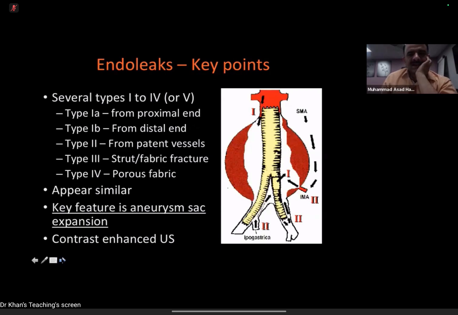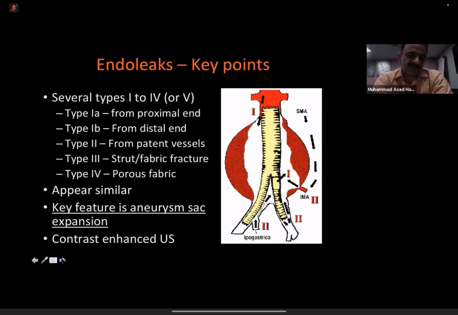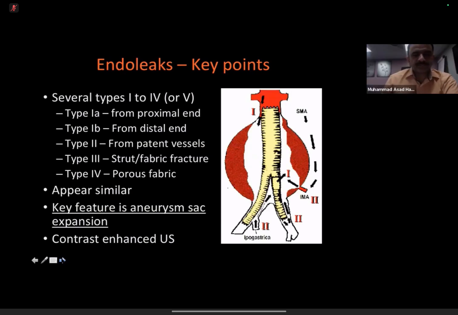Okay, as you rightly described, type 1A is the endoleak from the proximal end, type 1B is from the distal end, type 2 is from the patent vessels, i.e. IMA or lumbar vessels. Type 3 is strut fabric fracture, which is the graft failure, and type 4 is basically porous fabric or endotension, in which you cannot see any obvious leak, but the sac just continues to expand. Okay. Contrast enhanced ultrasound helps us.